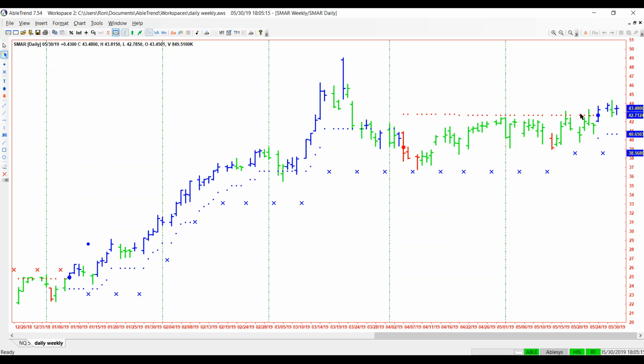We'll see what happens. Still stay in the trade. The stop is right here at about 40. We got in at about 43 and change. We've got about 10% at risk, and that's the maximum. But we'll see what happens.